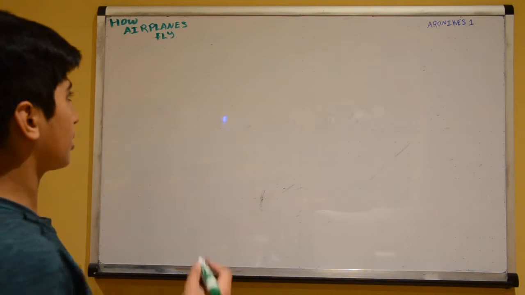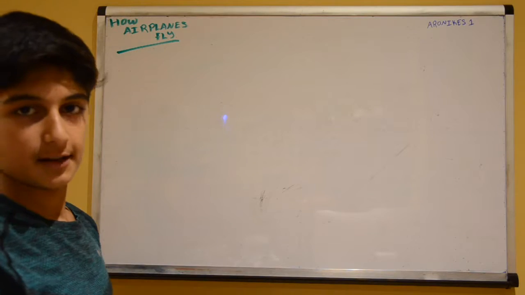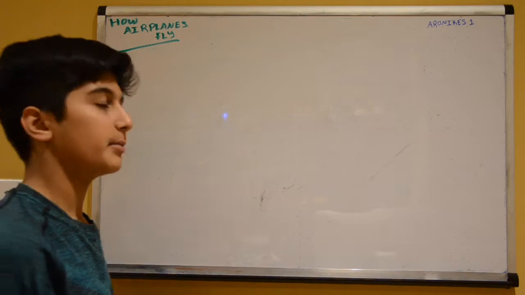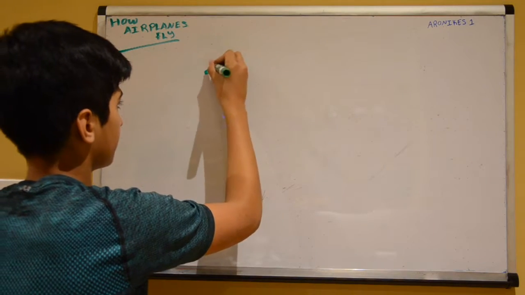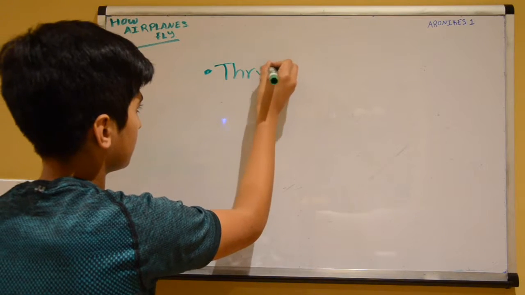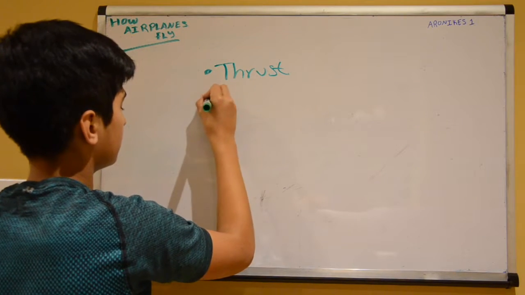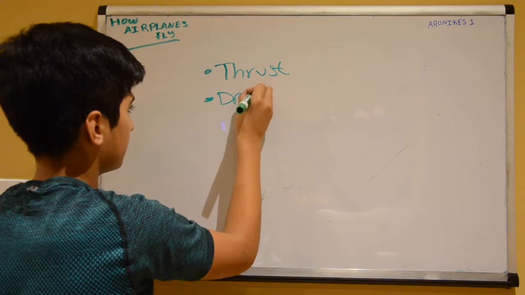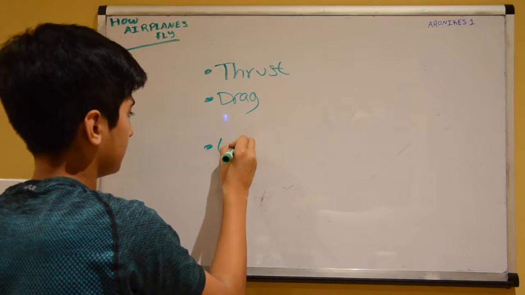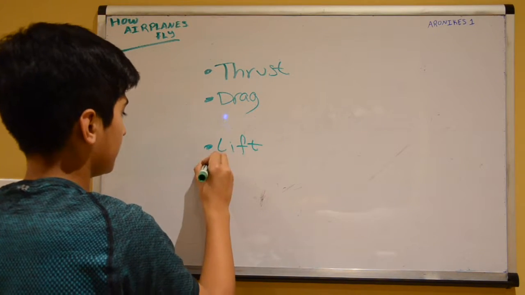Next one here, and today we're going to be discussing how airplanes fly. Now there are four major components to an airplane actually being able to fly. There's thrust, drag, lift, and weight.